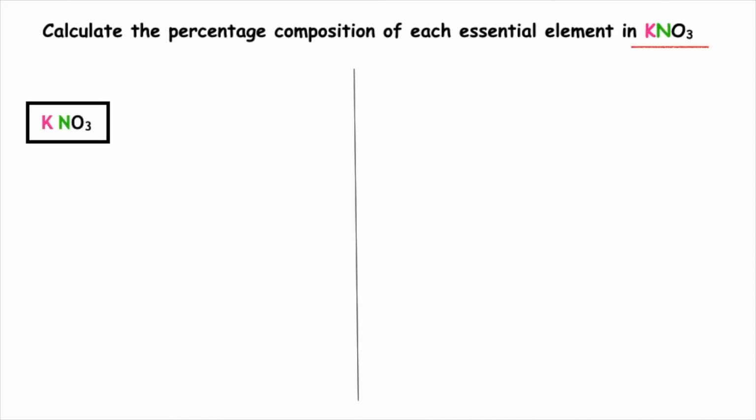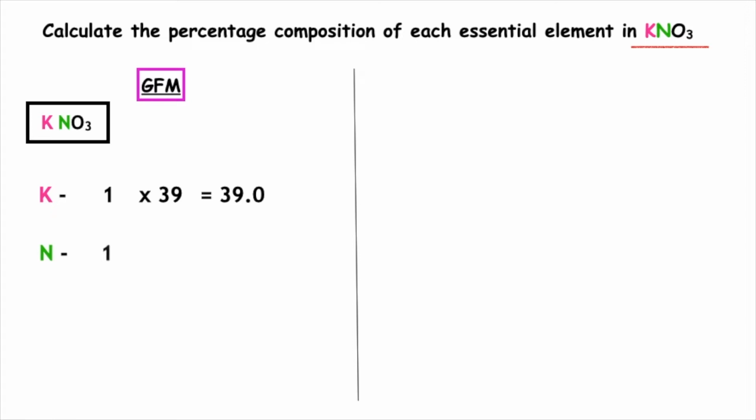So let's calculate the percentage composition of each essential element in KNO3. First thing we have to do is calculate the GFM. The first element is potassium, K. How many have I got in the formula? I've got 1 multiplied by the relative atomic mass, which is 39. 1 times 39 equals 39.